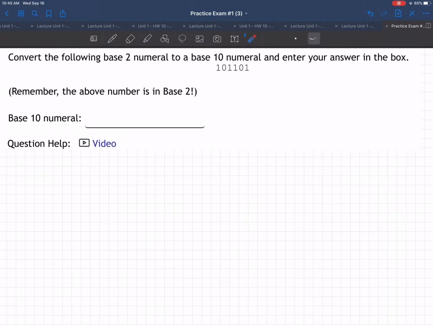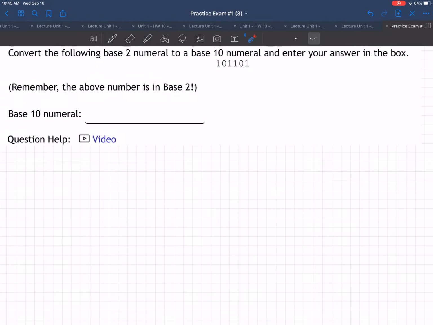Welcome to an example in which we're converting a base 2 number to base 10. Remember, the above numeral is in base 2. So let me write it down here for us. We have a base 2 number, which is 1, 0, 1, 1, 0, 1. So that's a base 2 number.